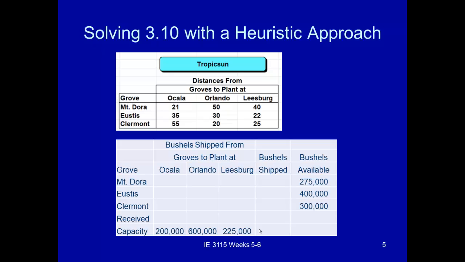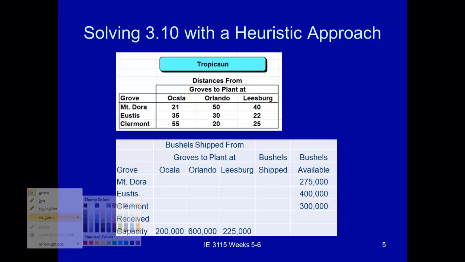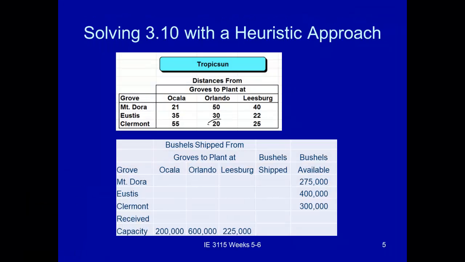Remember, the objective is to minimize the total distance, bushel distance. When you look at this, if you're the manager and you don't have Solver and you don't have the solution, where will you start first? Which ones are you going to ship first? The ones with the lowest distance. Which one is that? This one, right? Because we're going to minimize the total bushel miles, we're going to start from here.